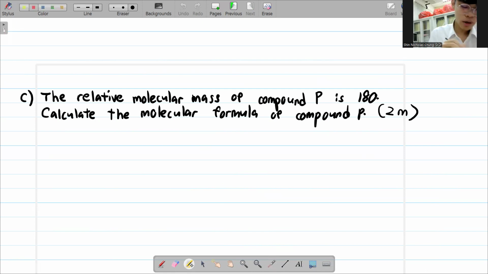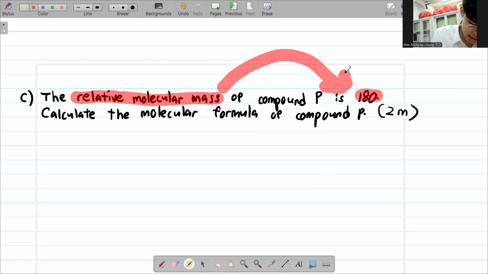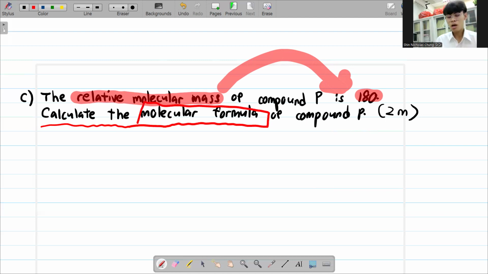First, the moment when I read this question, please label it first. The RMM for compound P is 180. That means the relative molecular mass, basically saying your molecular mass is 180, okay? Next, what I want you to do right now is calculate the molecular formula. They want the molecular formula of your compound P, where just now we found the empirical formula. Now we want the molecular formula.